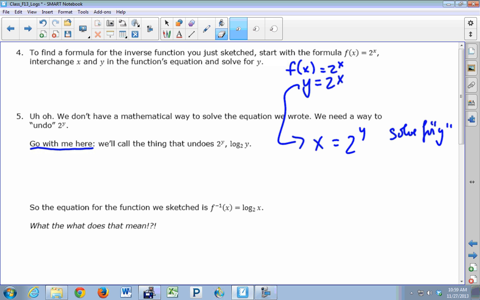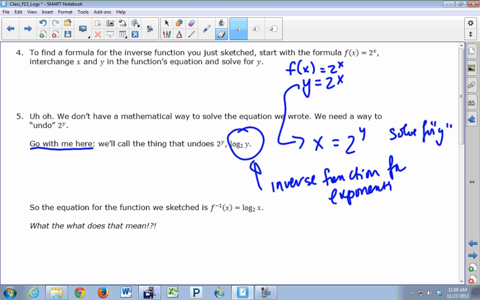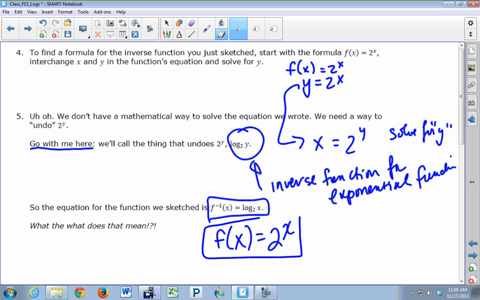The notation, the thing that undoes 2 to the y, is log base 2 of y. This is what we call our inverse function. This is the inverse function for our exponential function. It's called a log function. Okay, so we write it this way. This is the inverse for this exponential function.